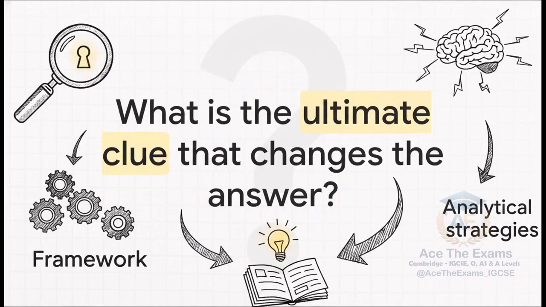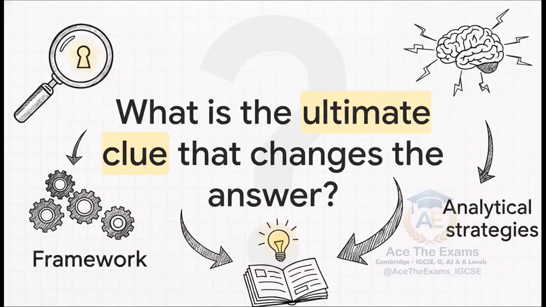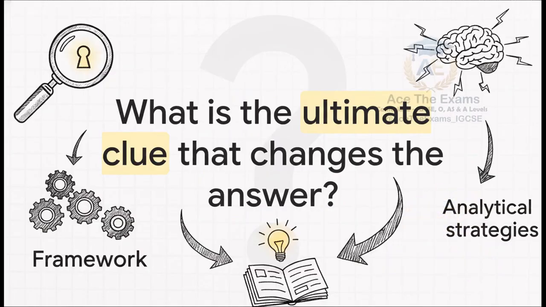Now, in just a moment, I'm going to reveal the ultimate examiner clue that changes the answer completely. It's a single word that can literally shift your grade. But hold on. First, you need the framework that actually makes that clue completely obvious to spot. If you try to jump straight to the answer without this structure, you're going to fall right back into that descriptive trap. So let's look at how we actually build that structure.